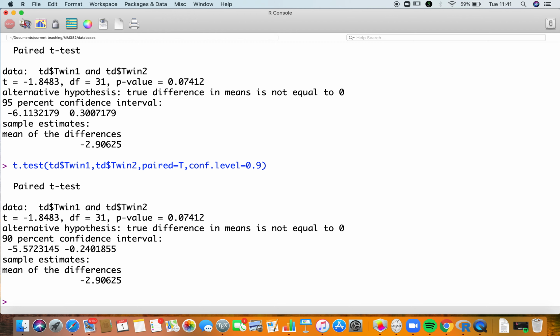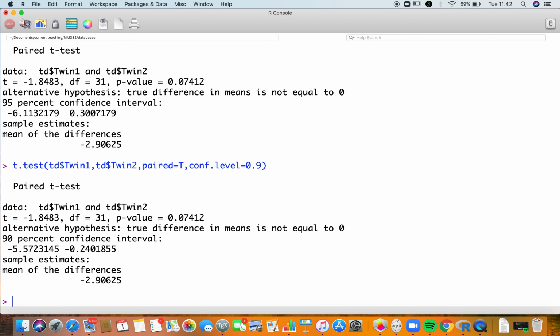Okay, so what this is telling you is that you're 90% sure that there is a difference in twins being raised by their biological parents and their non-biological parents. But if you go back up there on the screen, you're not 95% sure of that. You are 90% sure, but you're not 95% sure. So it depends on how certain you want to be.